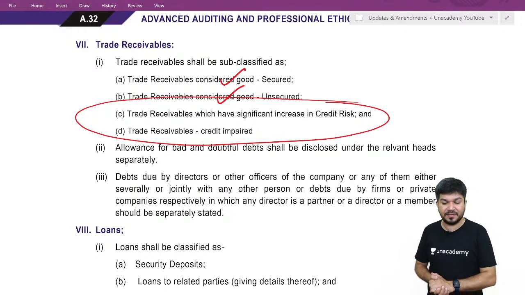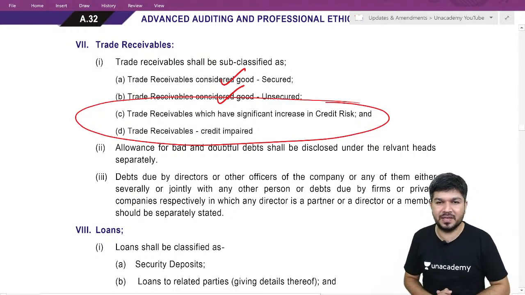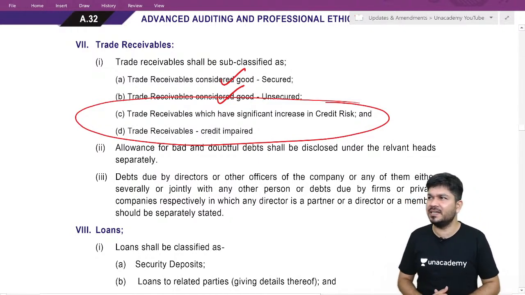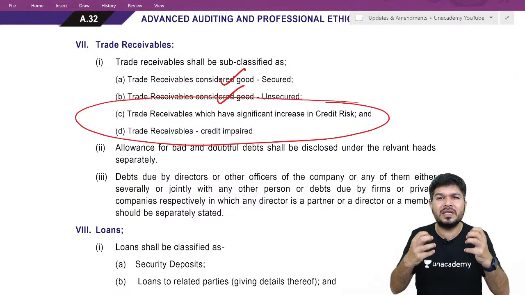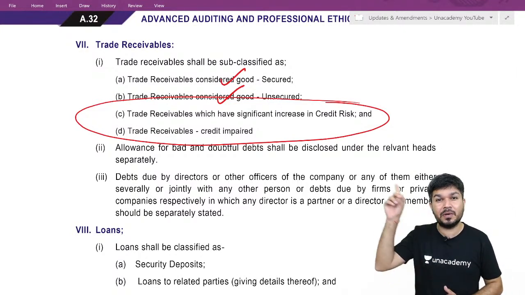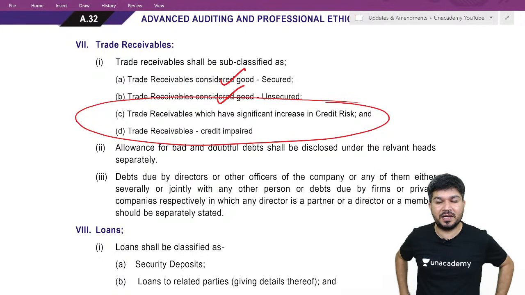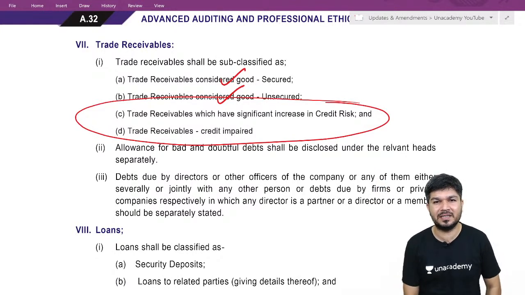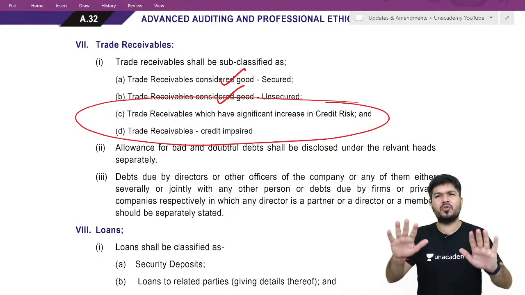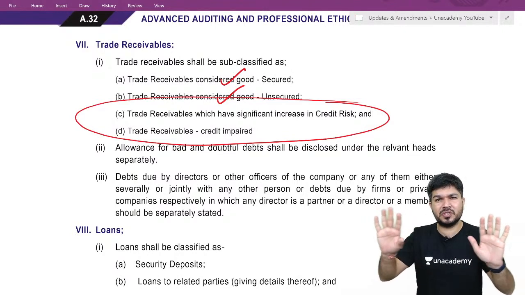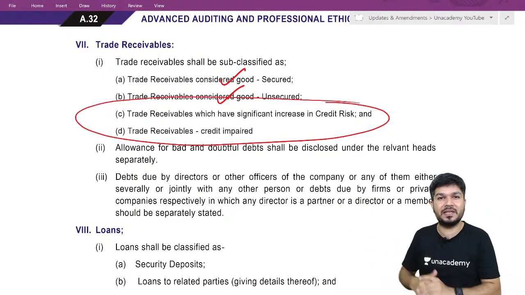Now, what is significant increase in credit risk? Significant increase in credit risk is they are overdue for more than 30 days. That's given under Ind AS 109. If they're overdue for more than 30 days, we say there's a significant increase in credit risk. Overdue for more than 30 days, it's a rebuttable presumption that they are having a significant increase in credit risk.